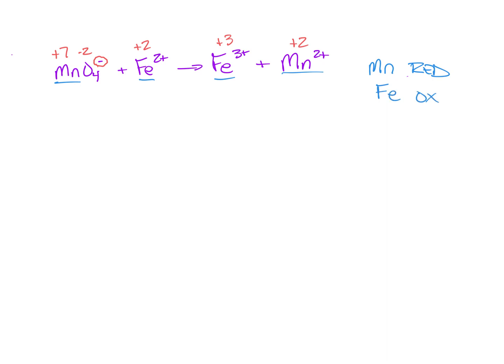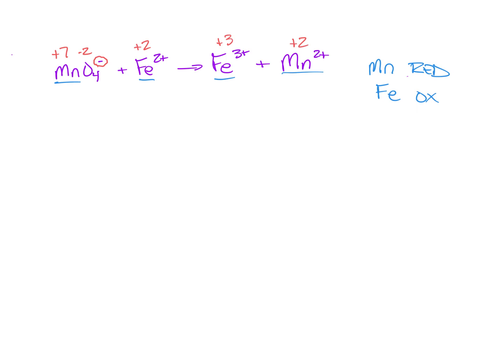All right. So the next thing that we have to do, first things to do when we're balancing this, is we're going to balance everything that isn't oxygen or hydrogen. So I look at my manganese, that's balanced, and my iron's balanced. So my first step is done.